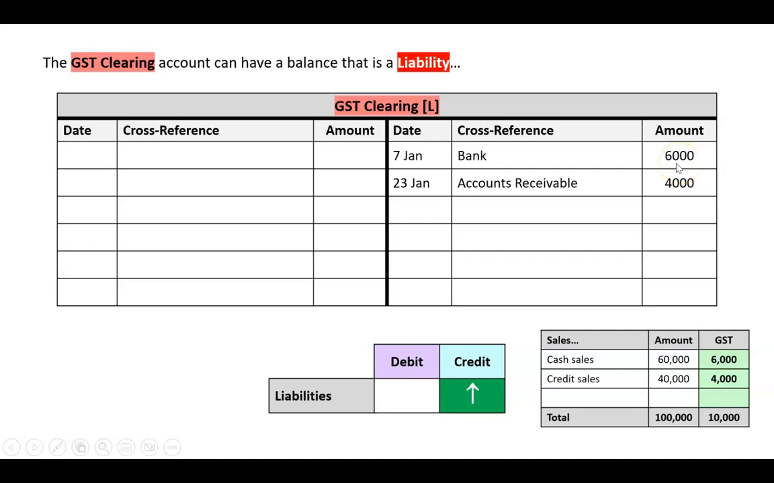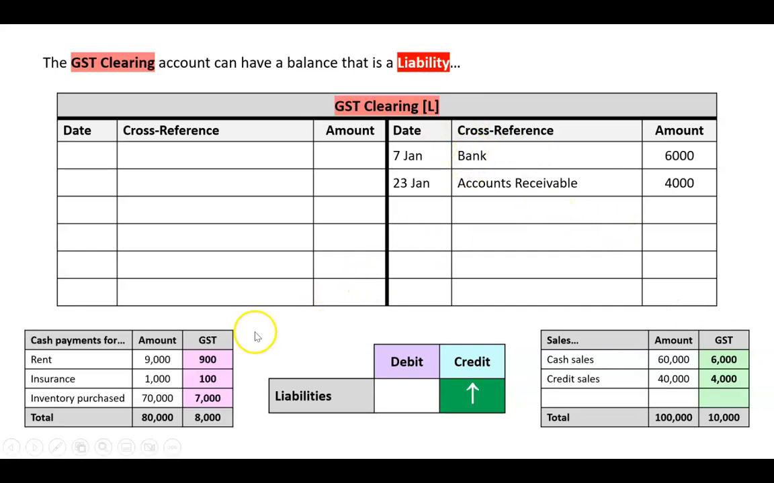And we now owe the government $10,000 because as a business, this money is not ours. We've either got it already for cash sales or we'll get it in the future with credit sales, but it's not going to belong to the business, so we're going to have to give it to the government. So that's why that's a liability. However, we get to take out all the GST that we've paid for or been charged. So like on our rent, insurance and inventory. And if we put that in, it was 900, 100 and 7,000.